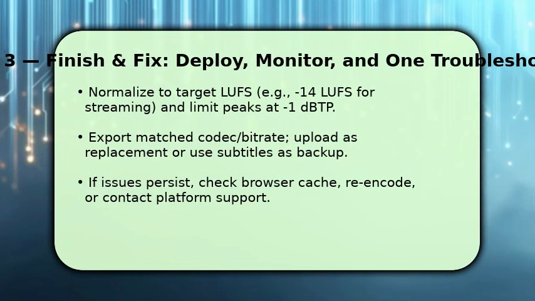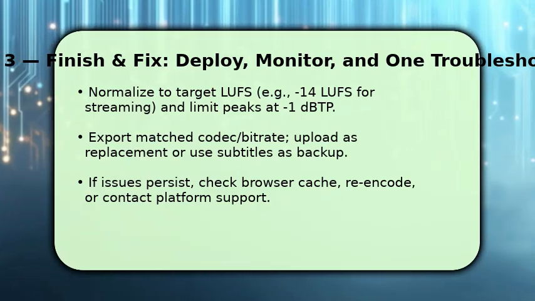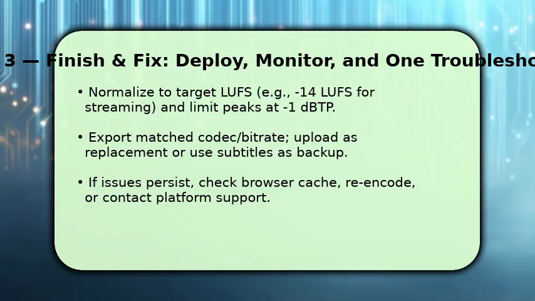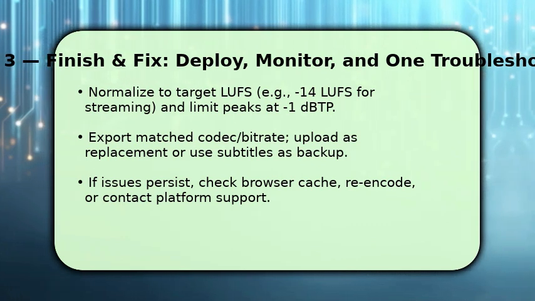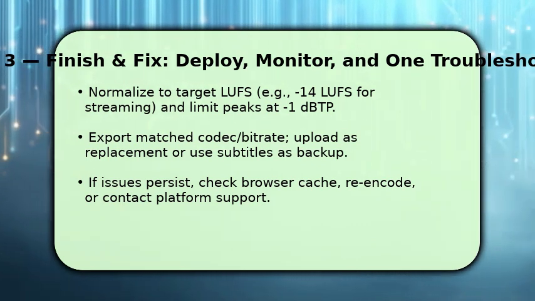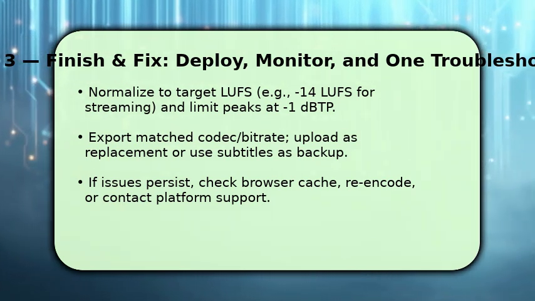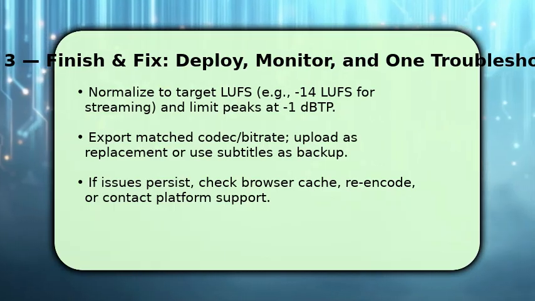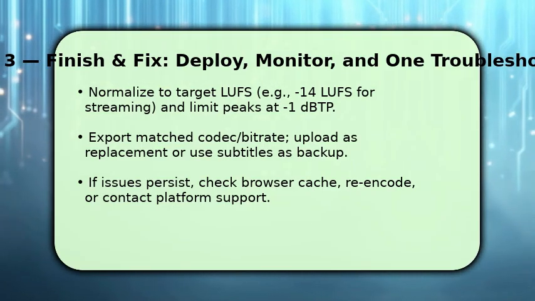Finish by setting loudness to the platform target. For YouTube, aim for around -14 LUFS and limit peaks to -1 dBTP so you avoid clipping. Export using the same codec and a high bitrate, then replace the video file or upload a corrected audio track if the platform supports it.